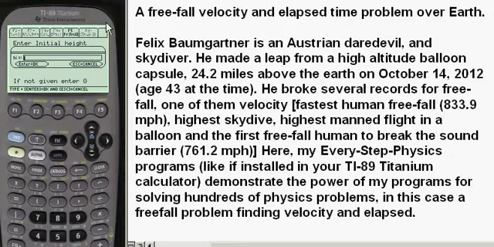Notice, let's read this. Felix Baumgartner is an Austrian daredevil and skydiver. He made a leap from a high-altitude balloon capsule 24.2 miles above the Earth on October 14, 2012, age 43 at the time. He broke several records for free fall, one of them velocity, fastest human free fall, 833.9 miles per hour, highest skydive, highest manned flight in a balloon, and the first free fall human to break the sound barrier, 761.2 miles per hour.